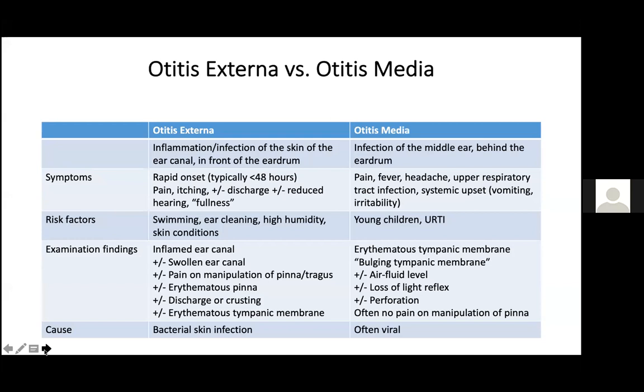In terms of causes, remember otitis externa is a skin infection, and that is typically caused by bacteria in the skin of the ear canal. Whereas otitis media is often a viral infection.